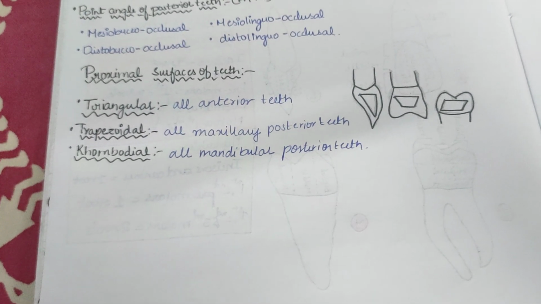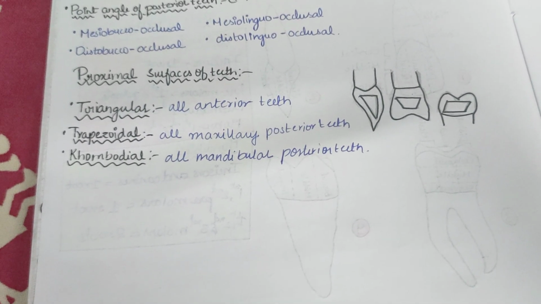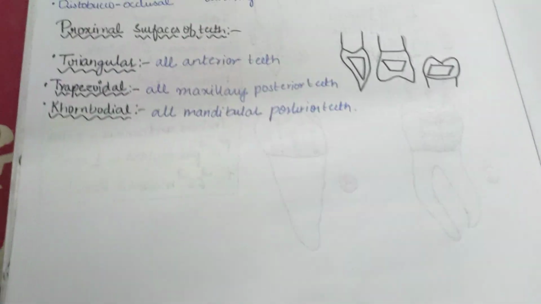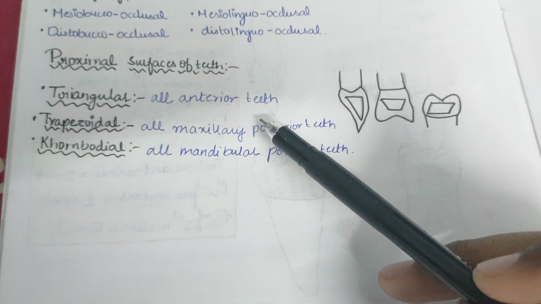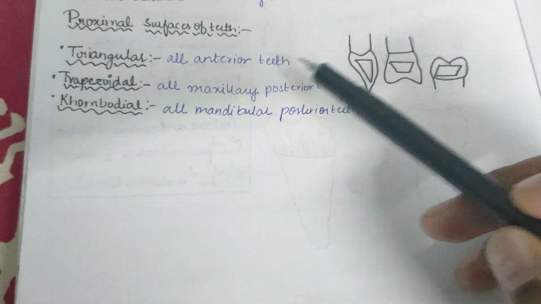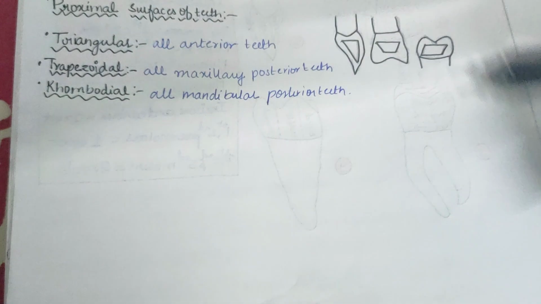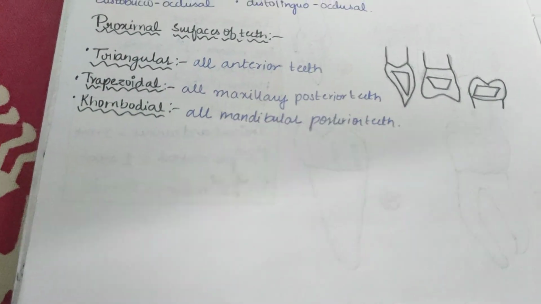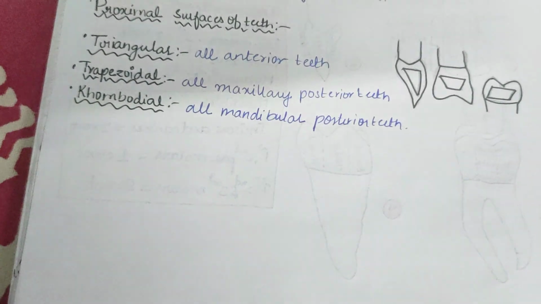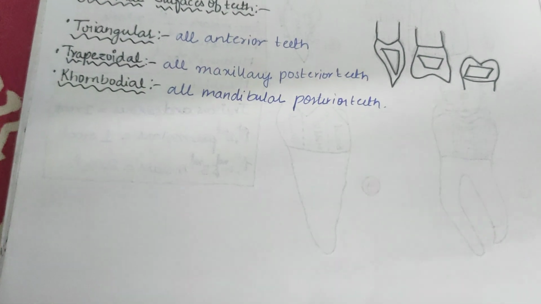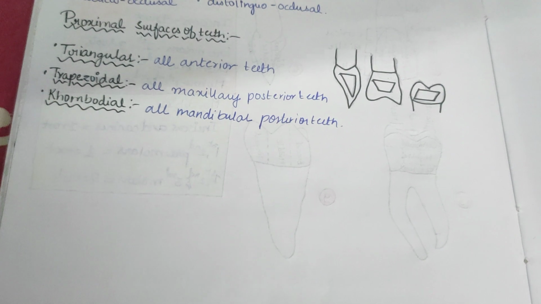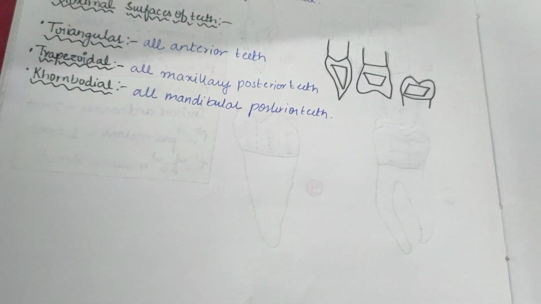Now let us know about proximal surfaces of teeth: triangular, trapezoid, rhomboidal. Here you can see the teeth which are triangular are anterior teeth like incisors and canines. Then trapezoids are all maxillary posterior teeth. Then all mandibular posterior teeth are seen as rhomboidal. So we have completed the first lesson, Introduction to Dental Anatomy. Thank you.